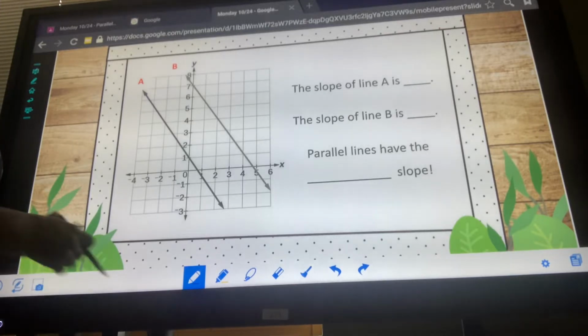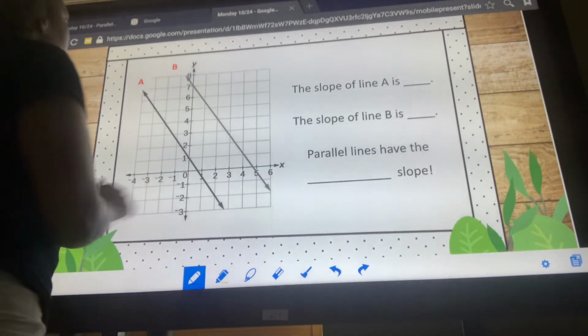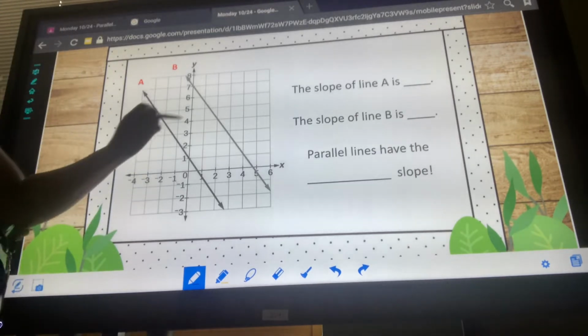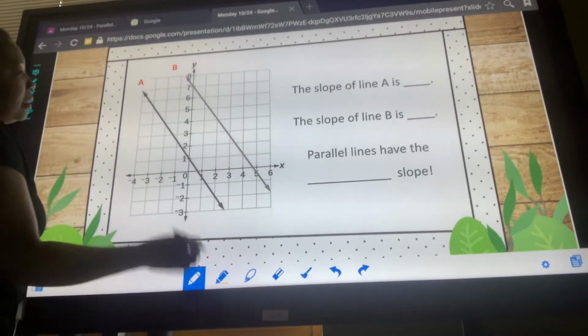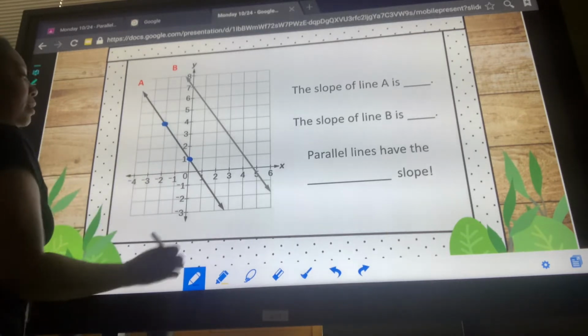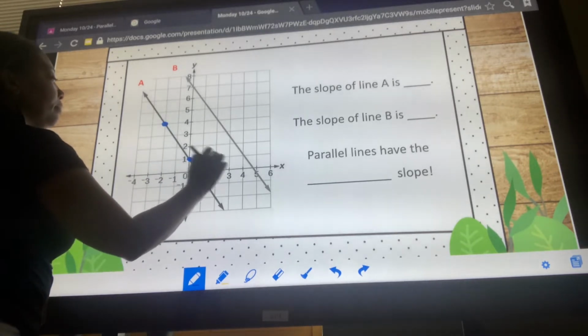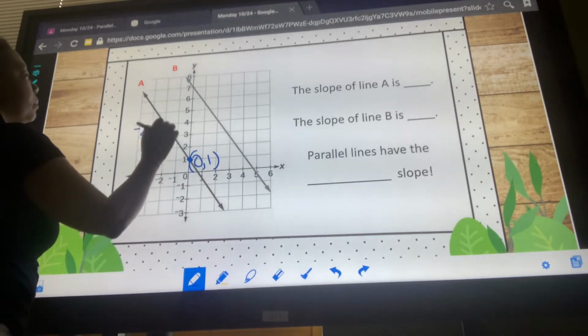Okay, today we're talking about parallel and perpendicular slope. All right, so first it says we need the slope of line A. So we need 2 points. So here's a good place. Here's another good place. So we have 0, 1, and we have negative 2, 4.